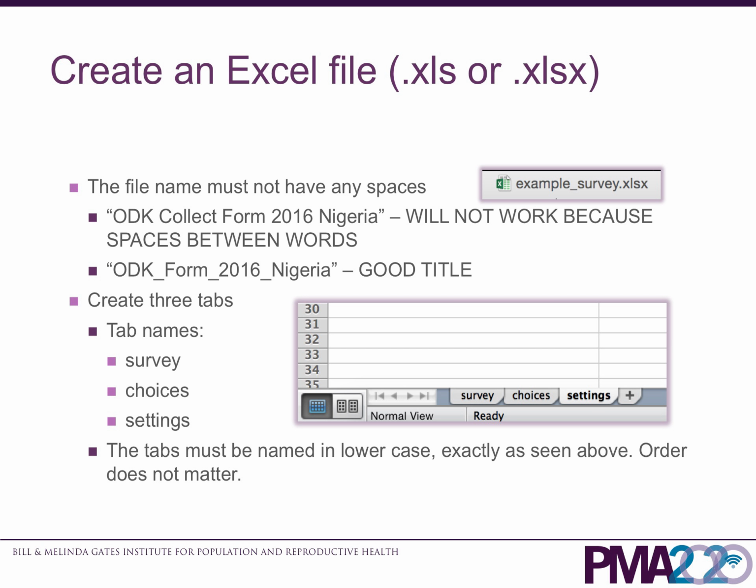In our Excel file, let's create 3 tabs and name them Survey, Choices, and Settings. These are the tabs that the ODK platform recognizes. The tabs must be named as you see, lowercase and one word. The order of the tabs does not matter, and it is okay to have extra tabs.